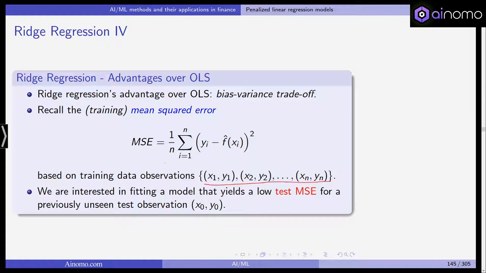We should check the mean squared error for a previously unseen test observation, let's call it x0 and y0. Then we would get the test MSE, just to make sure that we're not checking the validity of our model based on the data we've used for fitting the model. Now recall the training or the test mean squared error. Obviously, this is a proxy, a metric of how well our model fits the data.